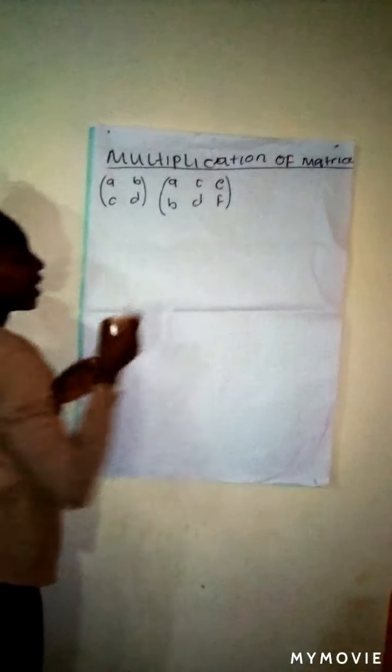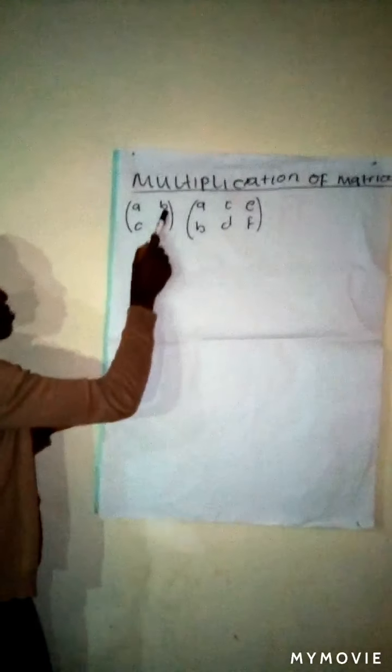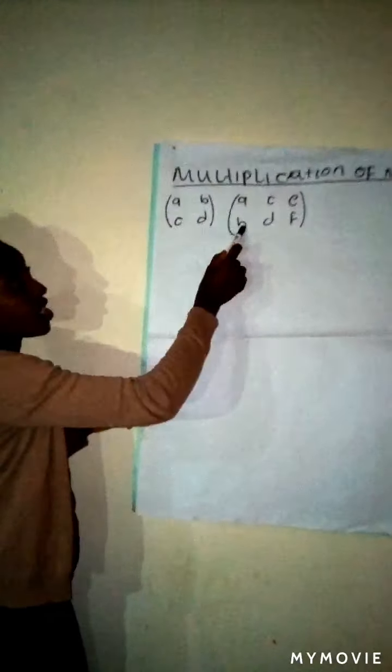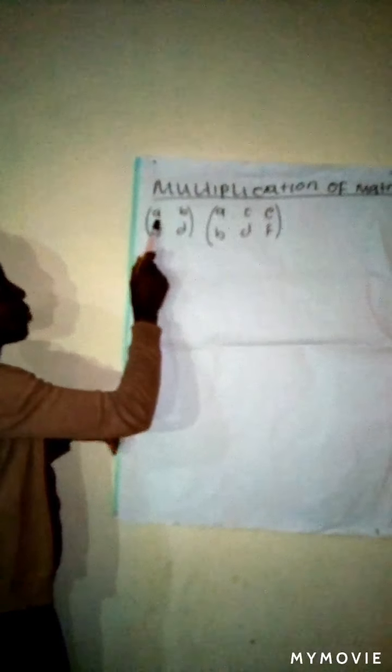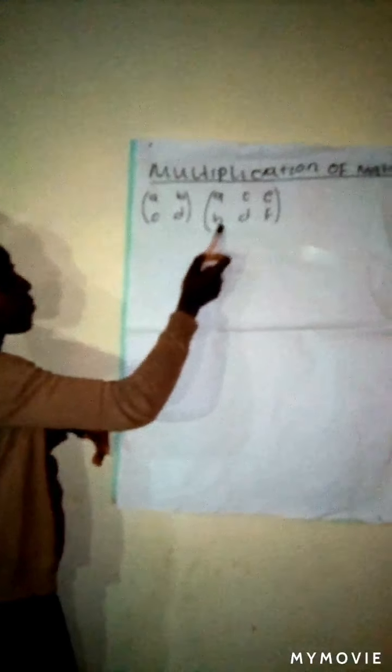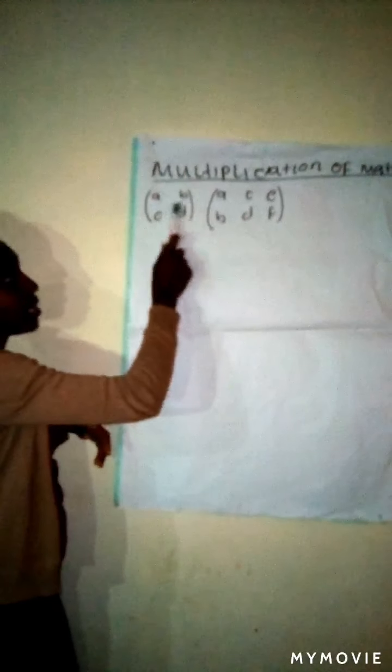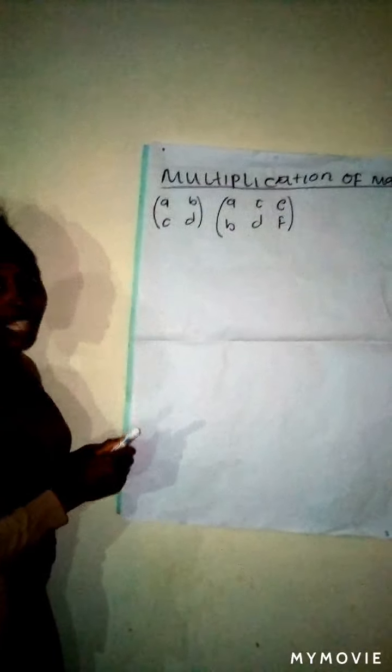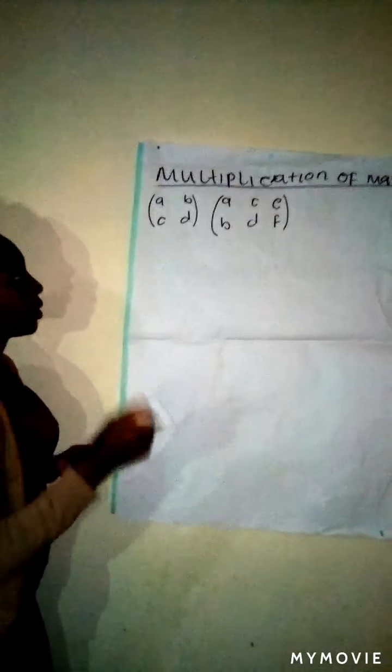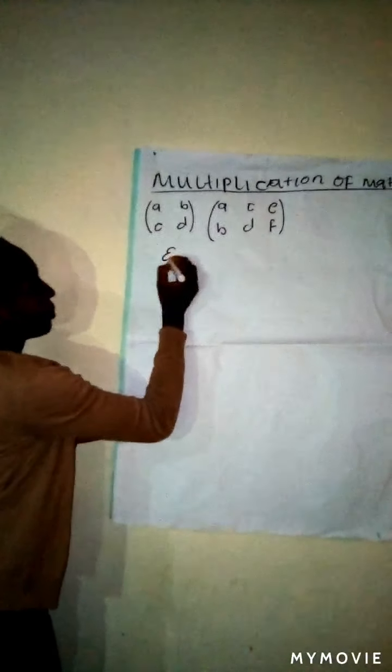So before you start multiplying your matrices, you should make sure that the number of entries in the row of the first matrix is equal to the number of entries in the column of the second matrix. Like in this example, we have 1, 2 entries in the row of the first matrix. In the column of the second matrix, we also have 2 entries, meaning these two matrices are compatible and can be multiplied. Let's have an example.